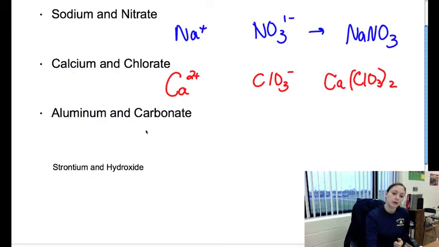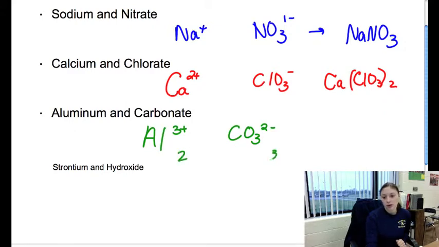All right, let's try the next one. Aluminum and carbonate. Aluminum is in the group that is going to lose 3, so it's Al3+. We find carbonate, not just carbon. So I flip over my periodic table and find it. It's CO3, 2-. Now with the same problem I had with aluminum and oxygen earlier, I need more of each. I'm going to end up needing 2 of these and 3 of those. So I go Al2, parentheses, CO3, 3. You need to have the parentheses.